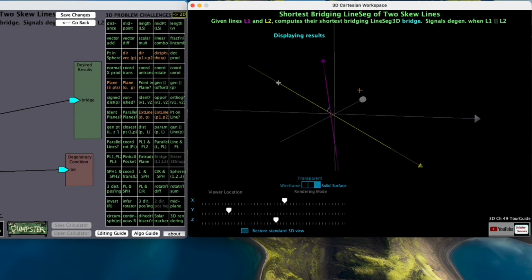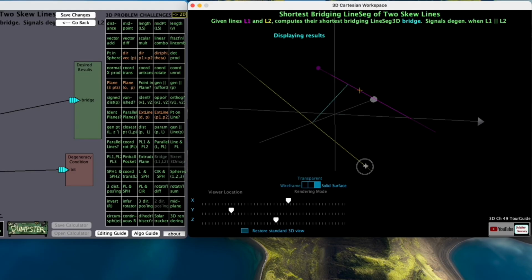And this is what our final result should look like. When I move around the lines, it should compute the shortest line segment between the 2 lines. And then it'll kind of just look like this. When you bring them together, the line will be a lot shorter because there's less of a distance. And when they're farther apart, it's a longer line.